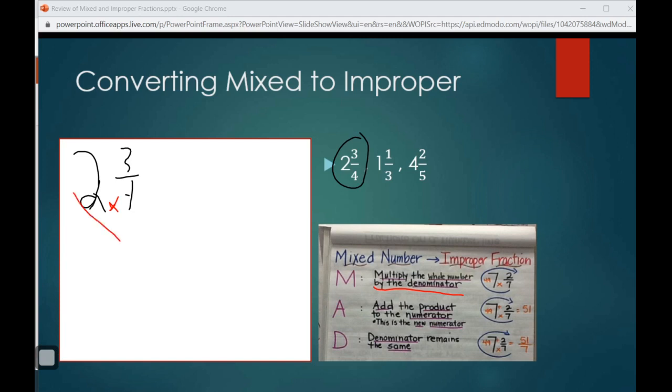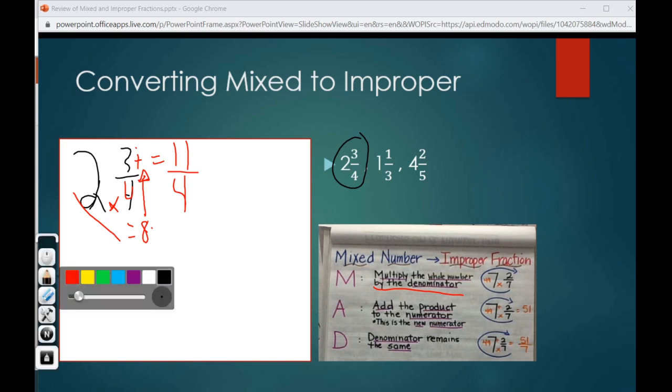2 times 4, let me make this a V, right? Because you go in this direction. So 2 times 4 is going to equal 8. You're going to take this 8 and go up, and you're going to add the product. The product is the result of the two numbers multiplying. It's the new number, and you add it to your numerator. So 8 plus 3 is going to equal 11. Your denominator remains the same. Alright? Denominator is the same.